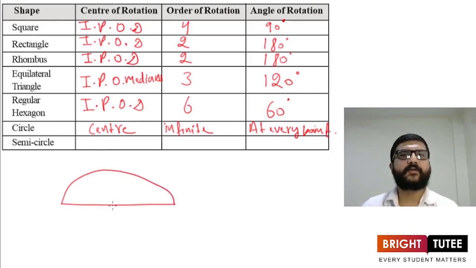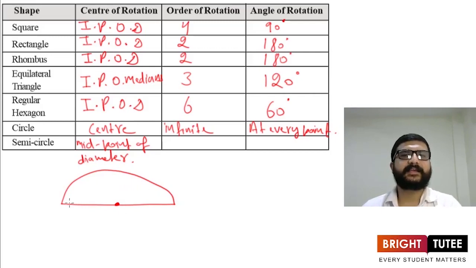Now the center of rotation will be the midpoint of the diameter. So we can write it here, midpoint of diameter. This is the center of rotation. Now what will be the order of rotation? By which angle should we rotate this to get the same figure back again? We have to rotate this by 360 degrees only. There is no other angle by which we can rotate this and get the same figure back.